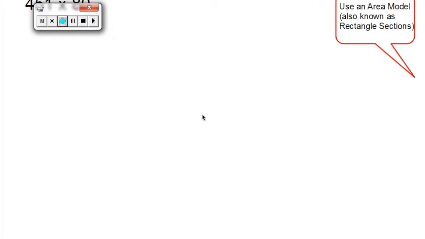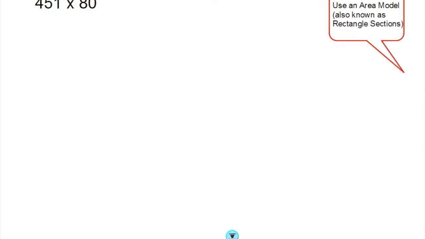Hi, today we're going to be multiplying whole numbers using area models, also known as rectangle sections. For our first problem, we're going to be multiplying 451 times 80 without using everyone's favorite standard algorithm.